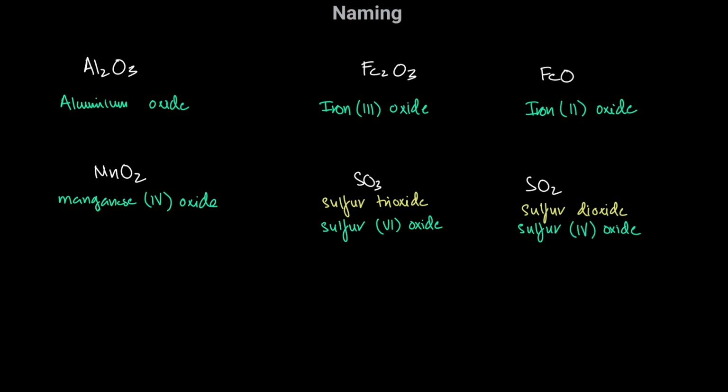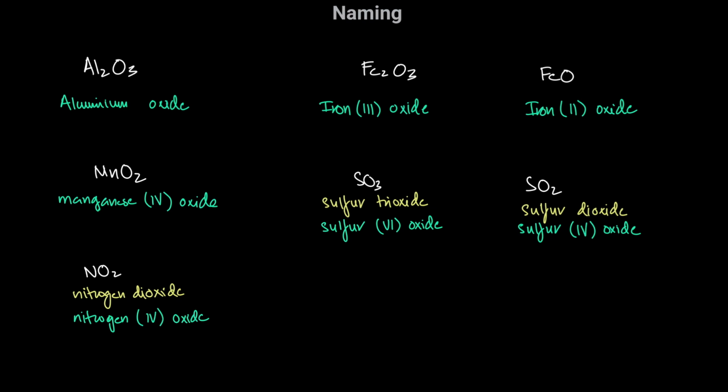Another example that we have is NO2. NO2 is commonly referred to as nitrogen dioxide, but it may also be referred to as nitrogen 4 oxide. So this is nitrogen 4 oxide.